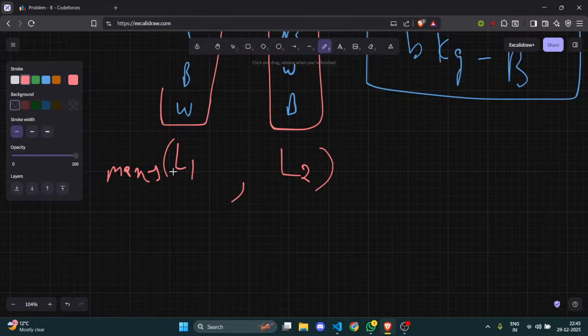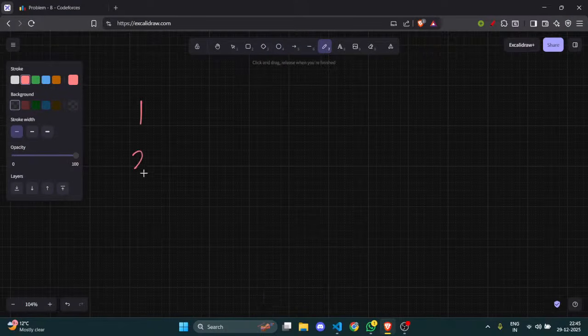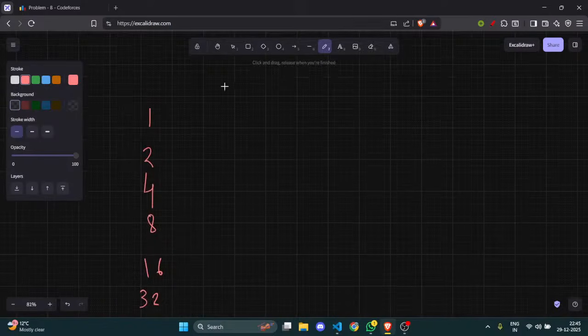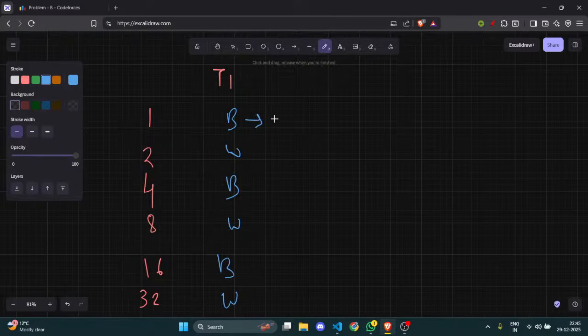So what do we need to do? First of all, I mark the layers like this: 1, 2, 4, 8, 16, 32, 64, and so on. And now I first try type 1. What is type 1? Type 1 is black, white. So here it would be b minus 1, then here a minus 2, then here b minus 4, then here a minus 8, and so on. We are making the cake in this style.